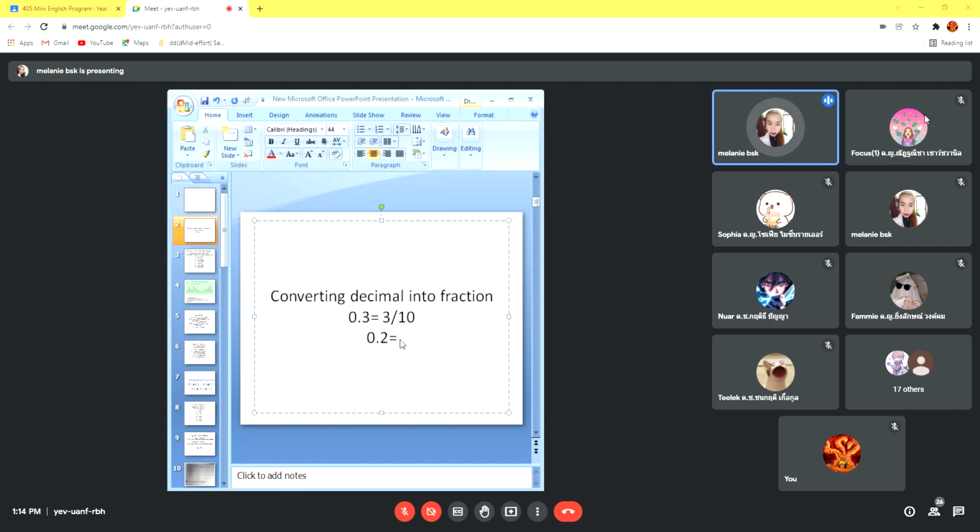Okay, so how about this one? 0.2. What would it be? That's why, children, I let you copy the place values of decimals last time, because you're going to need it. You're just going to look at the decimal part and at where the digit ends. If it's in the tenths, you're going to write 10. If it's in the hundredths, you're going to have the denominator 100. If it's in the thousandths, you're going to have the denominator 1000. Can you follow?